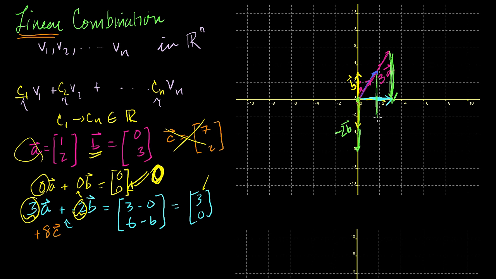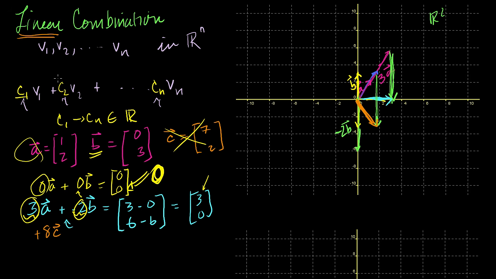It would look something like this. And so our new vector that we would find would be something like this. So I just showed you I could find this vector with a linear combination, and I could find this vector with a linear combination. And it actually turns out that you can represent any vector in R2 with some linear combination of these vectors right here, a and b.